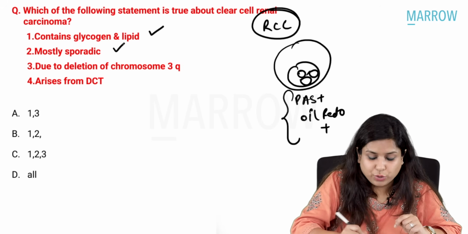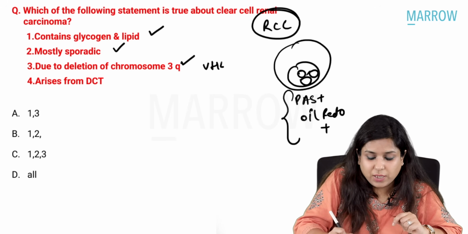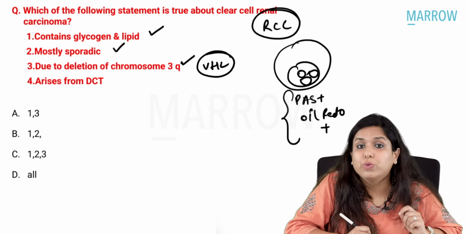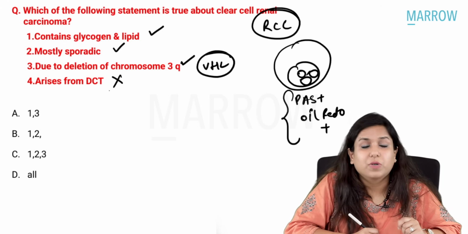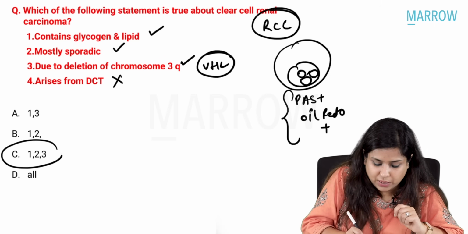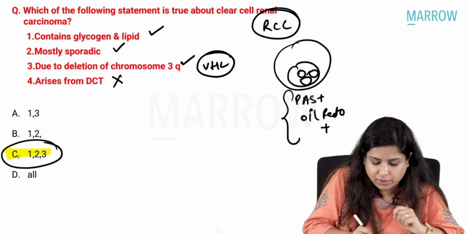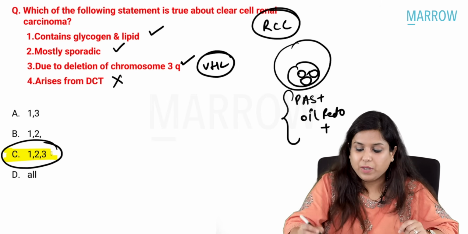Mostly sporadic, this is also true, right? Due to deletion of chromosome number 3q, that is also true. VHL gene on chromosome number 3q is usually deleted. Arises from DCT, that is false because it arises from the PCT. So, which is a correct statement, students? Answer is 1, 2, 3. That is the correct statement. Very good question, students, right?